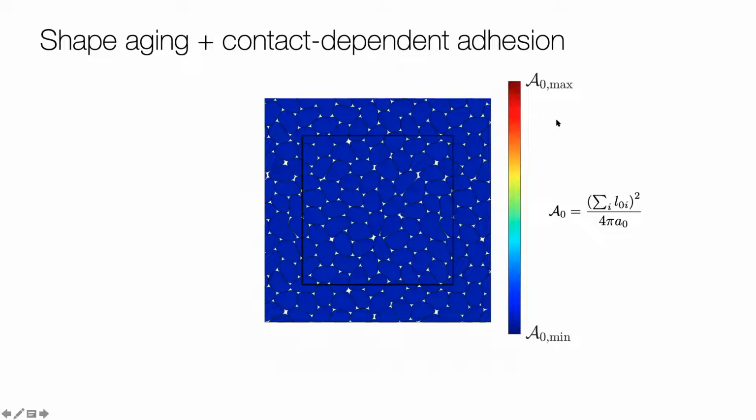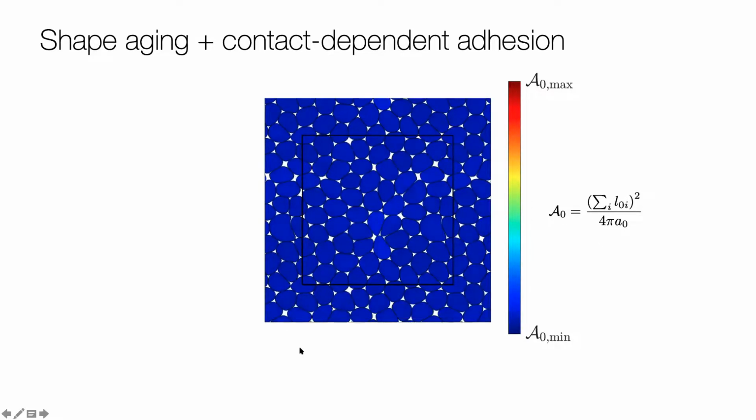And I'm just going to color the cells by their preferred shape parameter, which is a non-dimensional parameter that is the preferred perimeter, which is the sum of all the preferred lengths, divided by 4 pi times the preferred area. This is just a nice way to quantify how much a cell has deviated from a circle, because if all the preferred geometric things are that of a circle, this number is 1. And redder cells will be ones that are growing their preferred shape parameter.